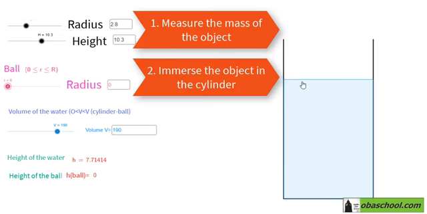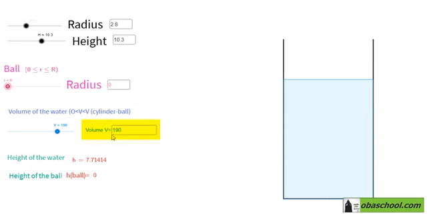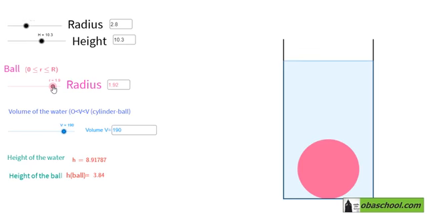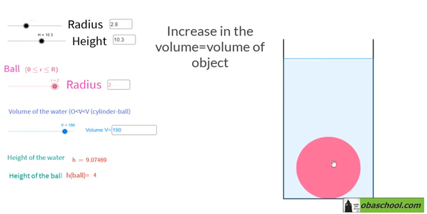Before that, let's remark the volume of the water in this cylinder. The volume of the water here is equal to 190 unit cube. Now if we add an object, we immerse the object, in this way, the volume inside this cylinder has increased. This increase in the volume is equal to the volume of the immersed solid.